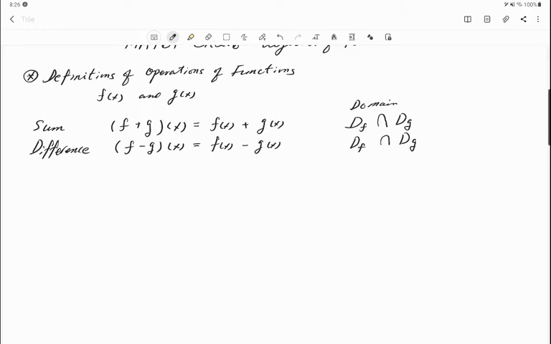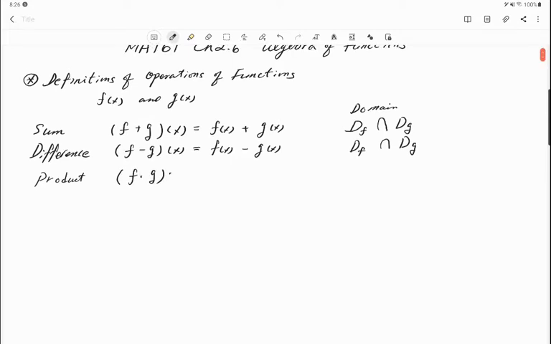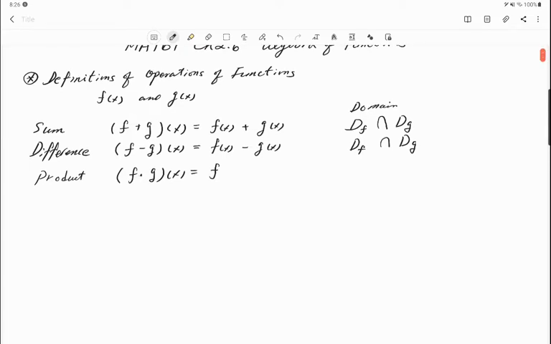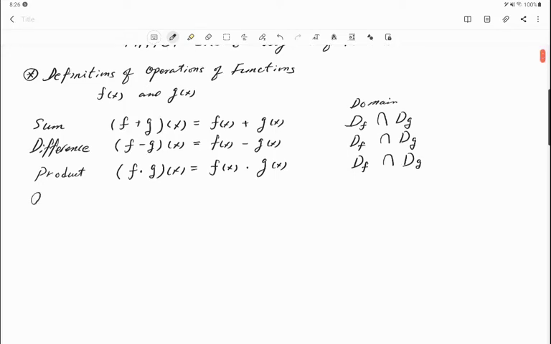How about the product? The product is a multiplication of two functions. It's also simple. Use the product symbol, a dot: (f dot g)(x). This means product, but this is not a circle. A circle is a composite function, so this is just multiplication, a dot. So f of x times g of x. Also, the domain is the intersection of the two domains.